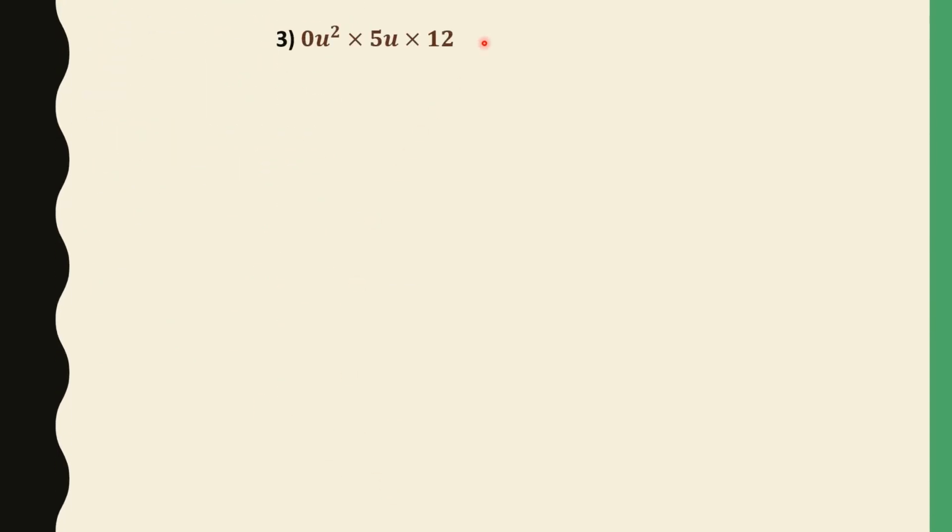Let's continue with example 3. In this expression, we have the product of 3 monomials, 0u squared times 5u times 12. 12 is a constant term. So first step, we group the coefficients next to each other and the same variables next to each other. Here we only have one variable u, so it's easier.